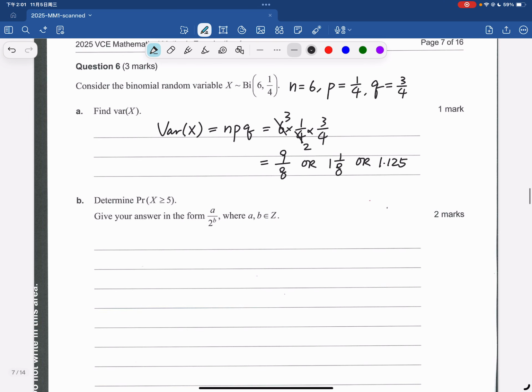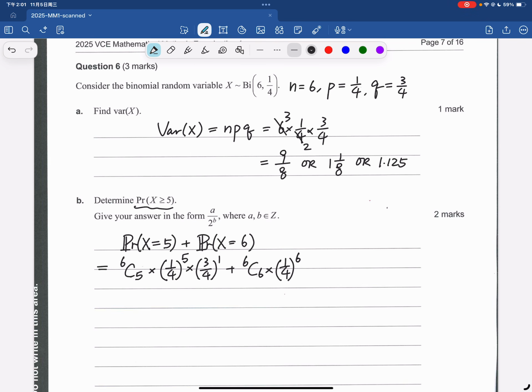Something along this line. Next thing is calculate the probability x greater than or equal to 5. Because the largest number n is 6, we are going to calculate the sum of probability x equals 5 plus probability x equals 6. And the formulation is important, so we have 6 choose 5 times 1/4 to the power 5 times q to the power 1, plus 6 choose 6 times 1/4 to the power 6 times 3/4 to the power 0. Eventually, this will be 1, this will be 1.